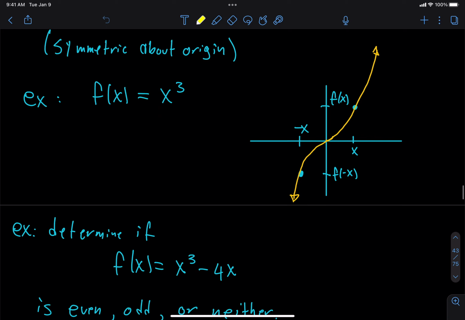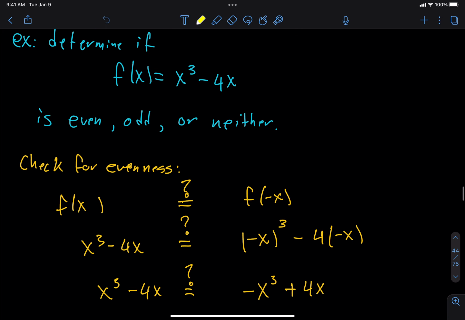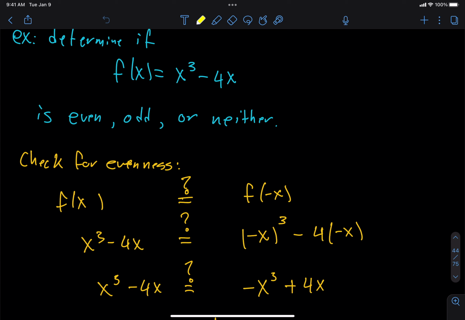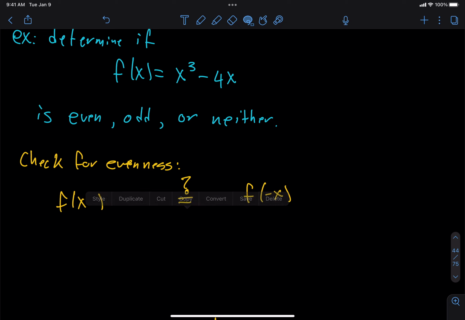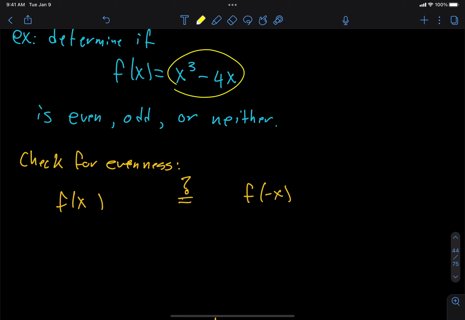Okay, so how do we determine whether a function is even, odd, or neither? We just check for evenness. We plug in x and we plug in negative x and we see if we get the same thing. So let's try it with this one. I'll delete this and go through this one. Let's try with x cubed minus 4x. I want to check whether it's even. If it is even, then this will be true. So I want to know if this is true. That's why I put a question mark here.